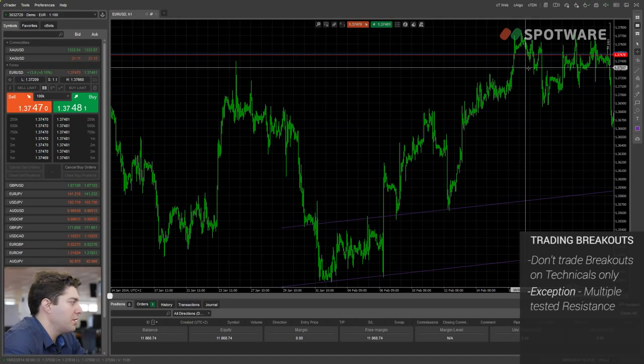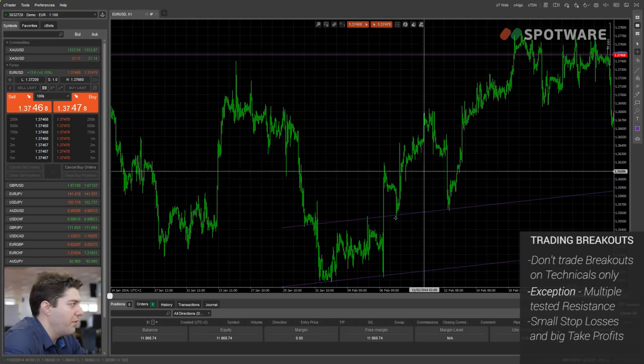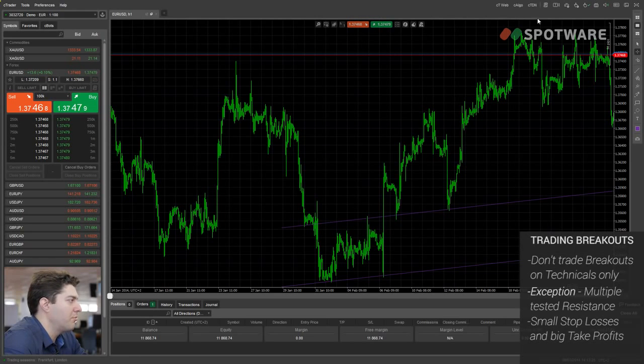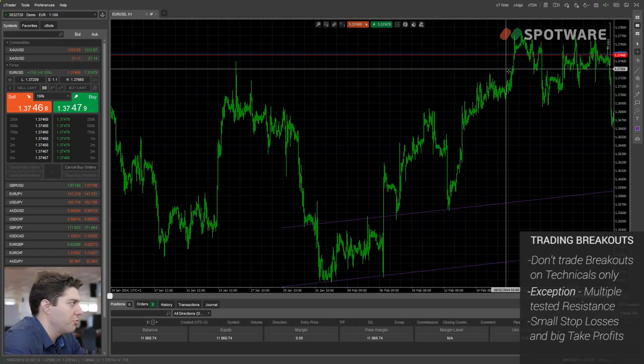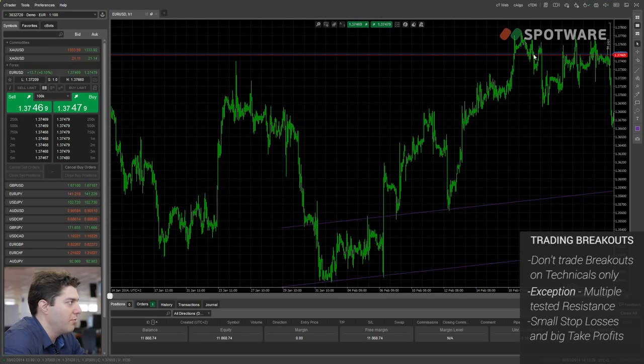In breakouts, the whole point is that you put small stop losses and very big targets. So you can go 1 to 5 risk-reward ratios, or use indicators that will give you very high exits. You'll win a lot of money. So that's it about the trading of breakouts.